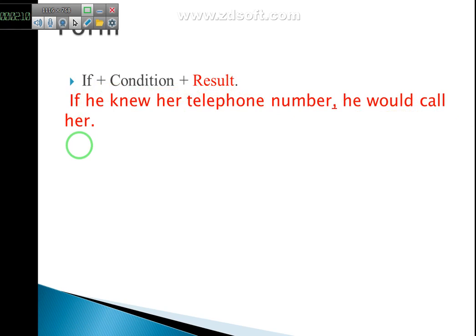And when we write it, there is always a comma after the condition and before the result. Okay, it's very important, don't forget. I mean, if we have the if condition at the beginning of the sentence, we have to use a comma. There is a comma after the condition and before the result.